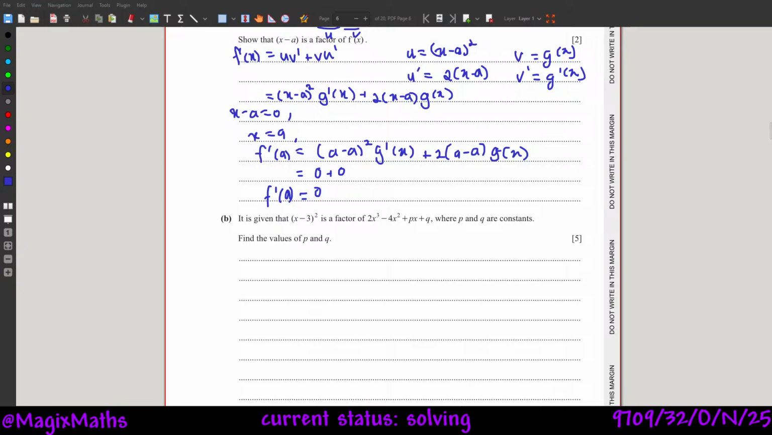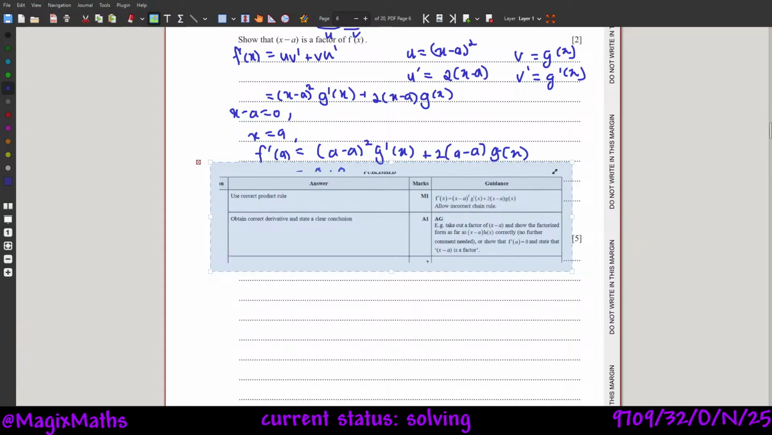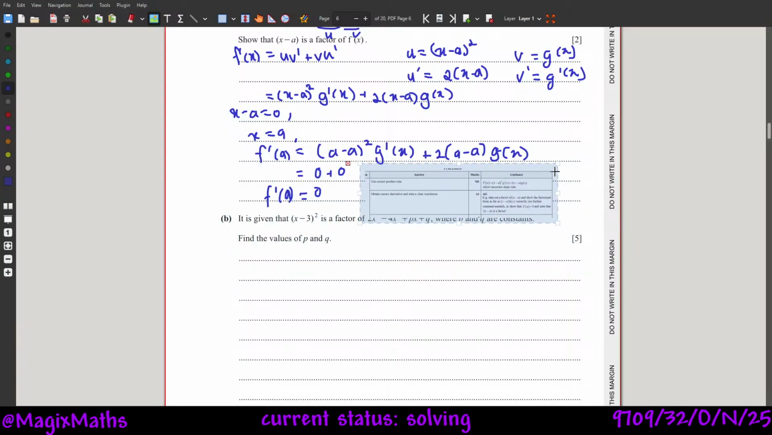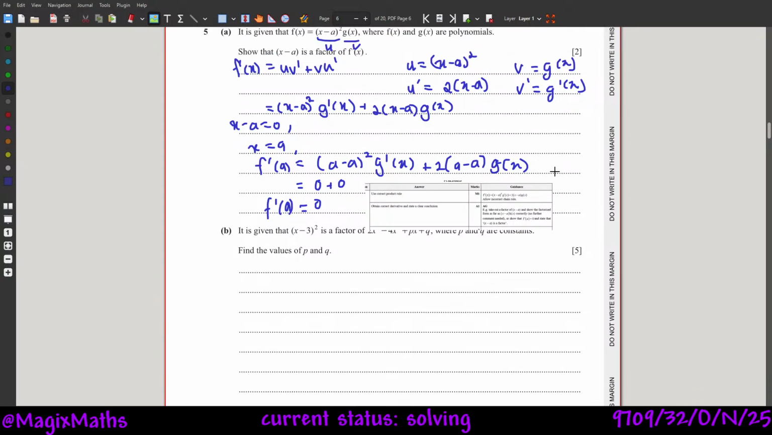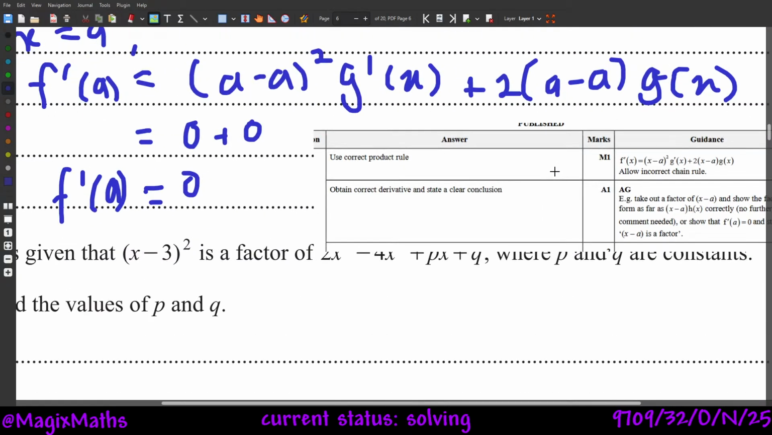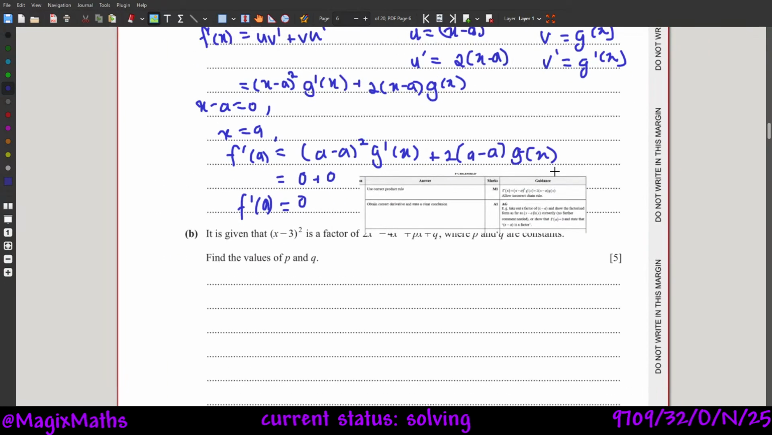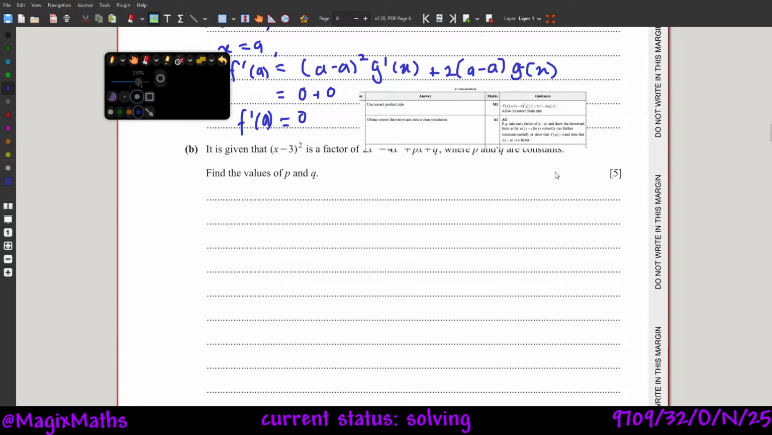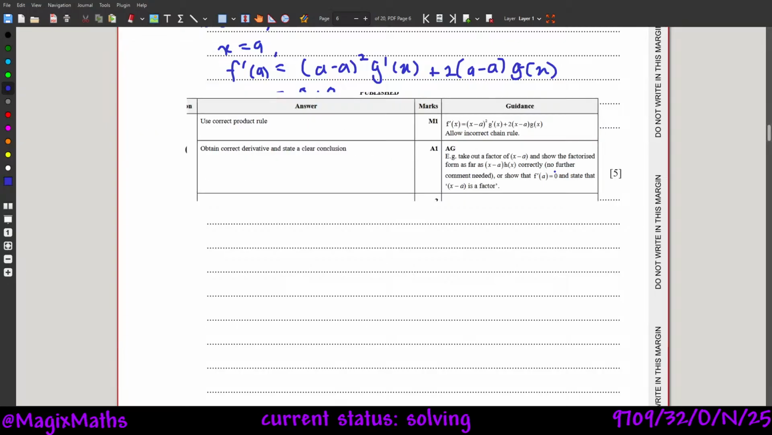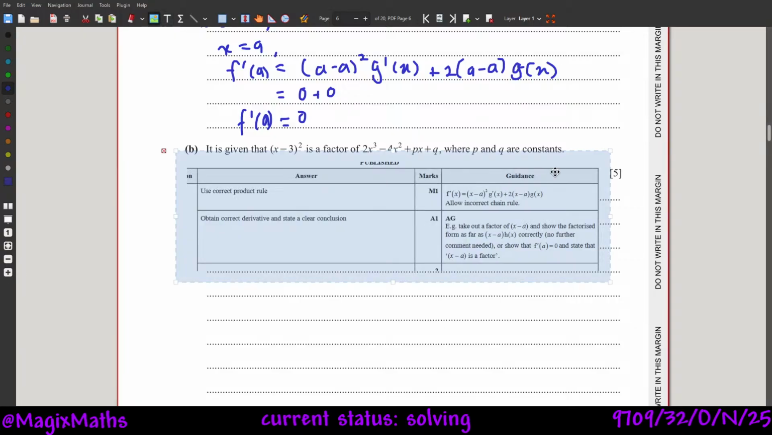Let's verify our answer for question 5. I hope you can see that. I don't think you can see that. Well, maybe we should expand our screen a little bit. So next, it's given that, oops. Yeah, I'm going to have to.